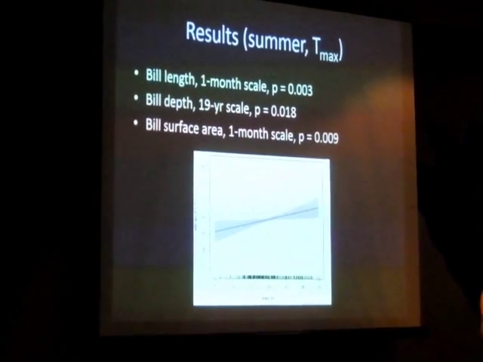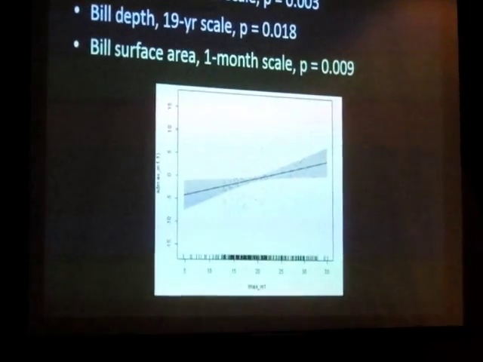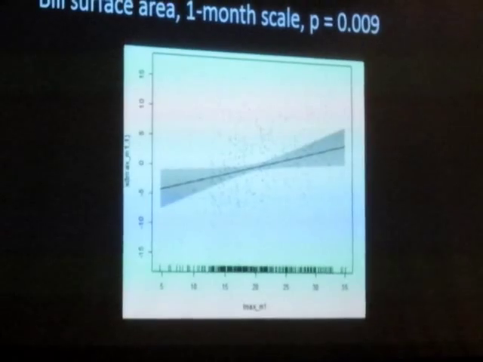This is a graph of maximum temperature on the x-axis and surface area on the y-axis, and you can see it goes up in the right direction, which is reassuring.